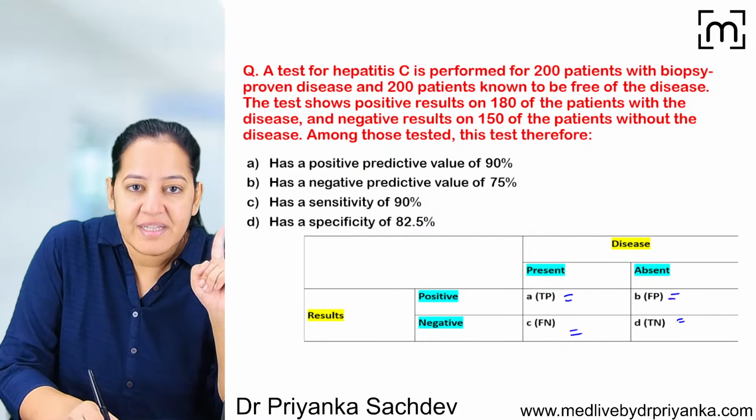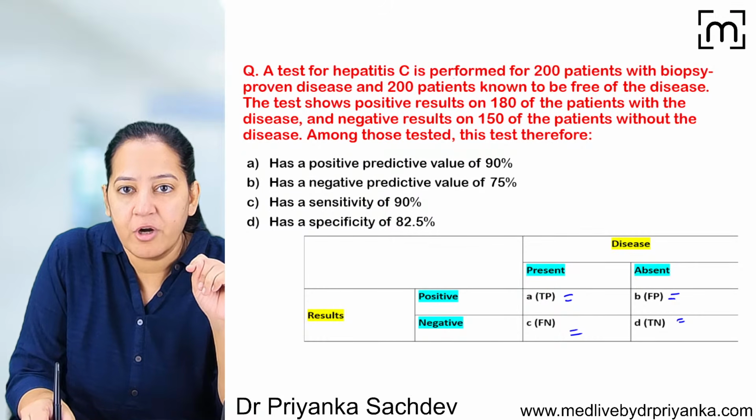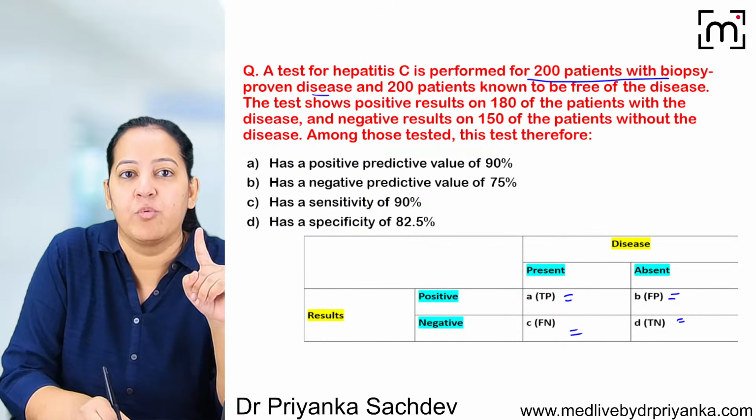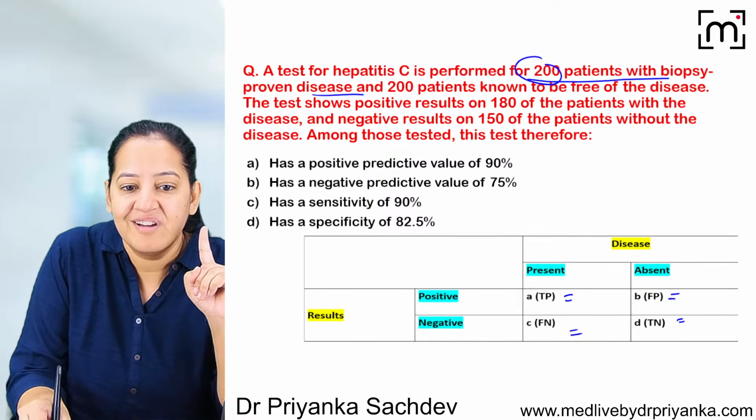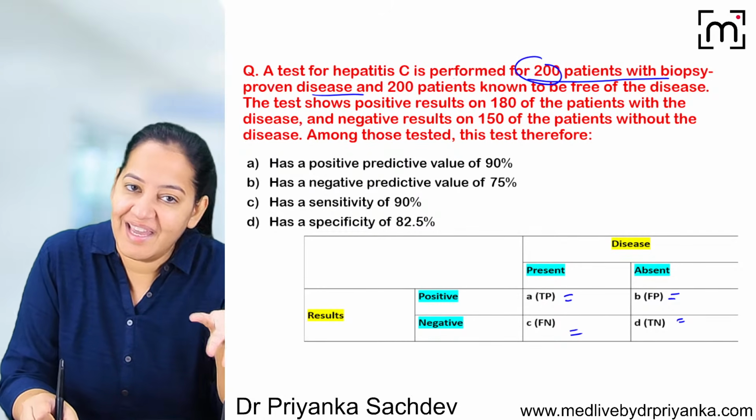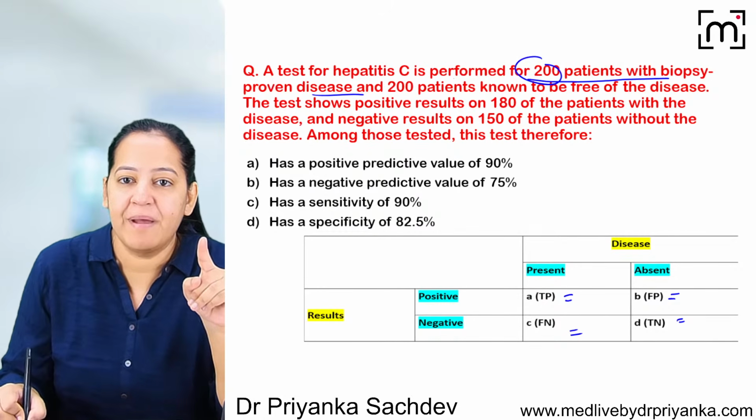Okay. So a test of hepatitis C is performed for 200 patients with biopsy proven disease. So what is this 200? 200 are the patients. They have the disease. So how many people have the disease here?